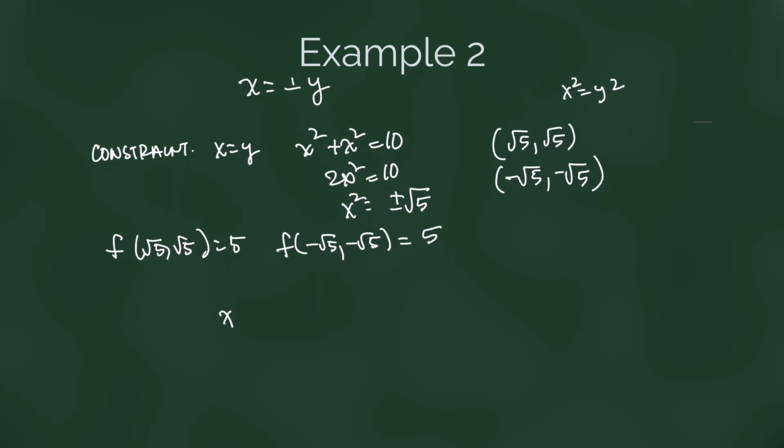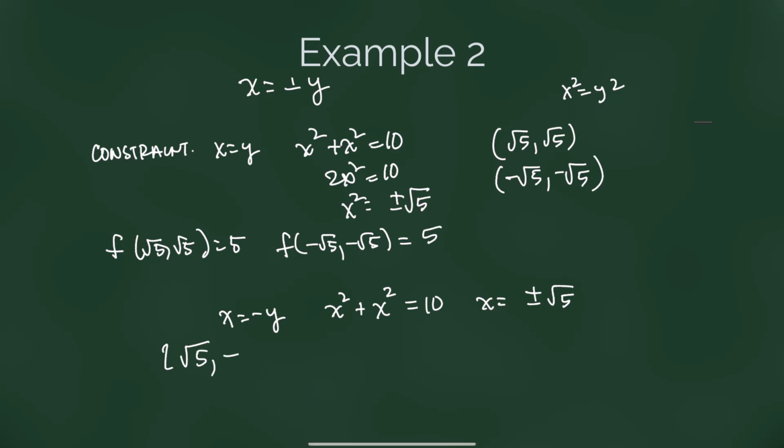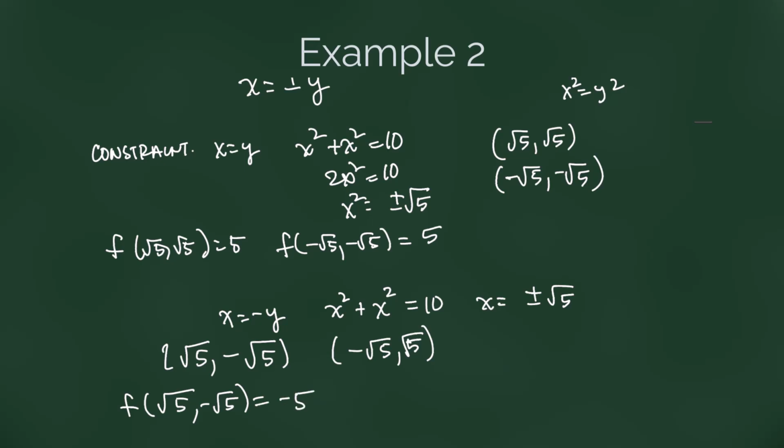And now let's look at when x is negative y. We're still going to get the same thing, right? We're still going to get that x squared plus x squared is 10 because we can replace y with negative x, so that x is plus or minus the square root of 5. But now when we write our points, if we pick x to be positive square root of 5, then y is the opposite of that. And if we pick x to be the negative square root of 5, then y is the opposite of that. So we're going to have opposite signs this time, which means that when we multiply them together, we're going to get negative 5 this time.